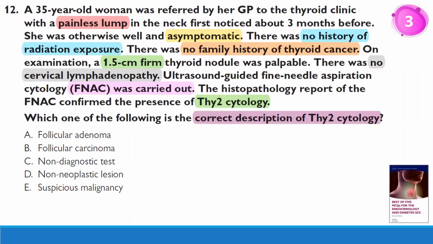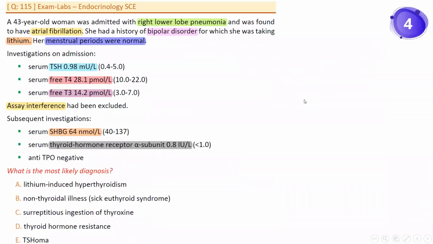What about a non-diagnostic test? Which Cy is for non-diagnostic? Cy1. What about suspicious of malignancy? Cy4. Suspicious of malignancy is Cy4. Cy5, what is Cy5? It is diagnostic of malignancy. So this is very important, because in each exam you will find a question about the Cy.